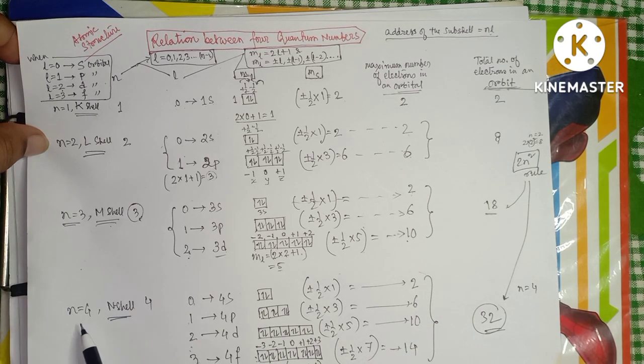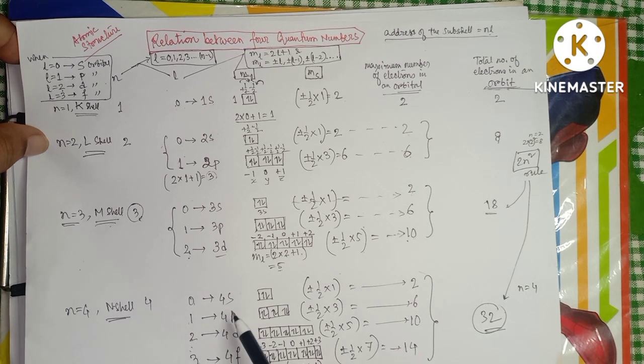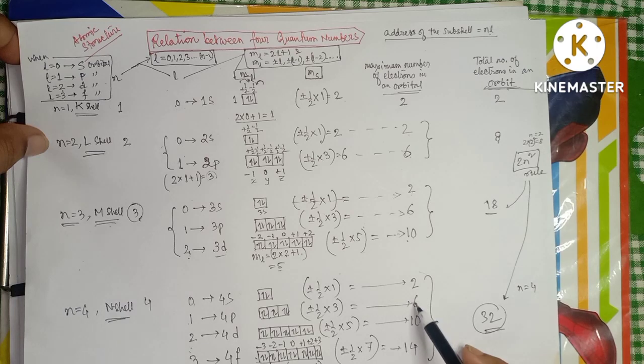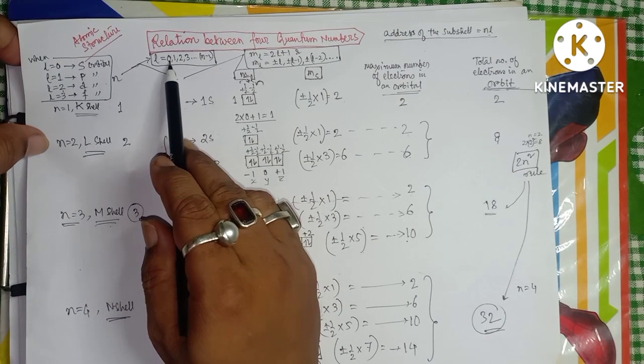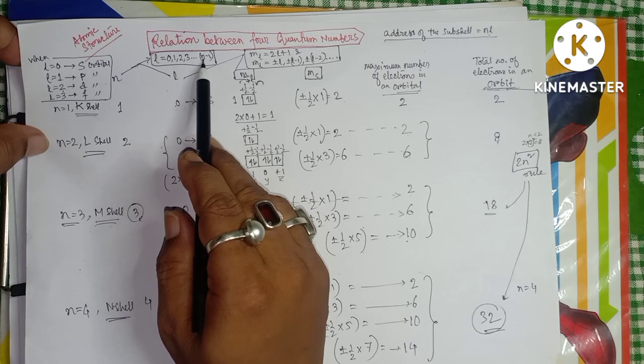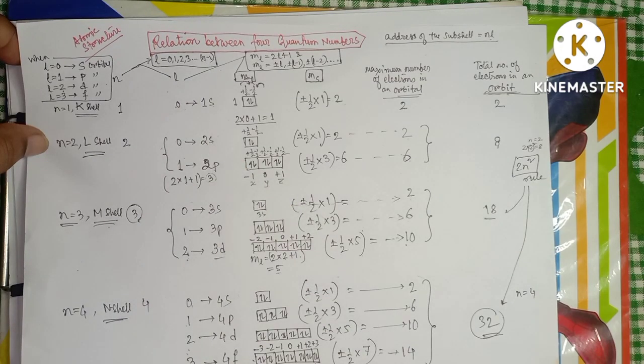And for the fourth orbit, that is the N shell, when n is equal to 4, we get 4s, 4p, 4d along with their maximum number of electrons up to 18, right? But in the case of 4f, when the L value is 3, how? In the same way, 0, 1, 2, and put n is equal to 4, 4 minus 1, what will you get? 3.